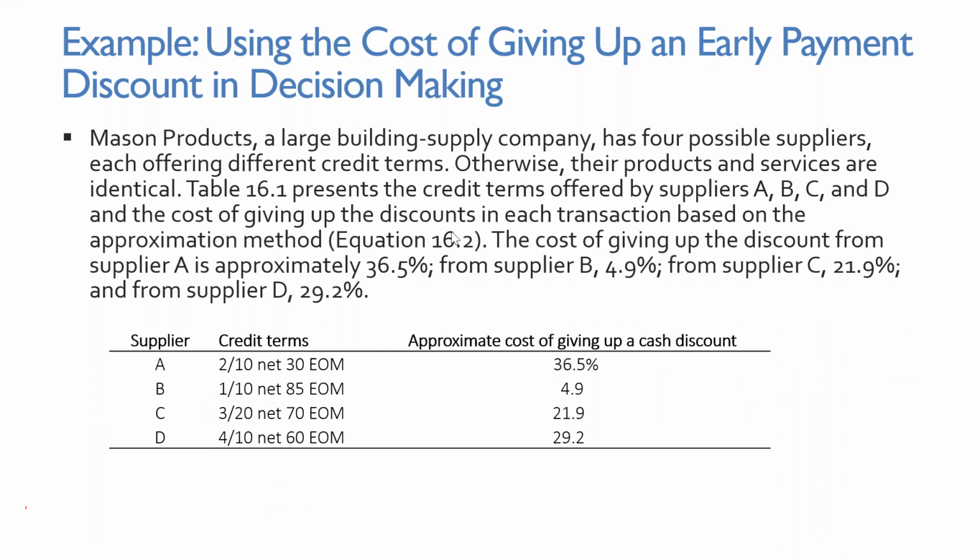So from here, what is the conclusion? The conclusion is supplier B has the least cost of giving up a discount. So if you choose supplier B, for example, it might be the case that it's best to just forego the discount rather than borrow from a bank and pay off the obligations. Okay.